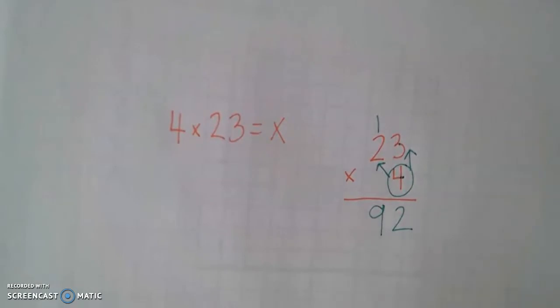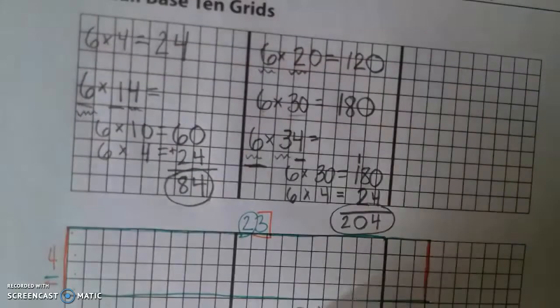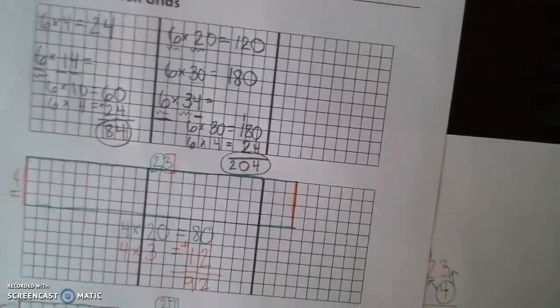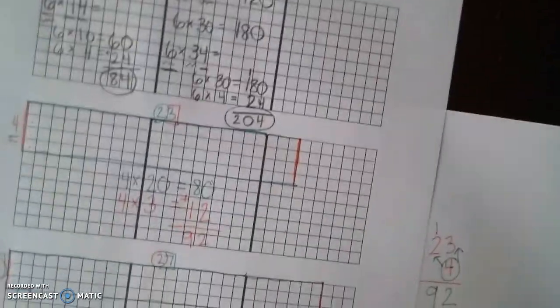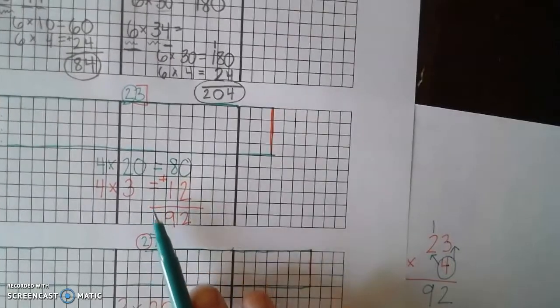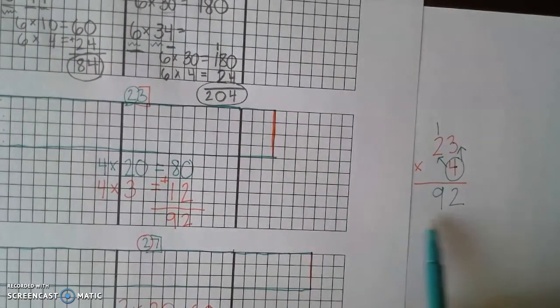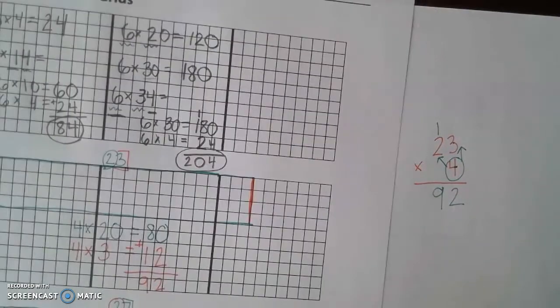Now, if we come back, did we get the same answer for our array as we did that one? Let's see. Okay. So we did our array and partial products. We get 92. Standard, did we get 92? We sure did. Okay, so these are 3 different ways to get there. Let's try it with the other one.